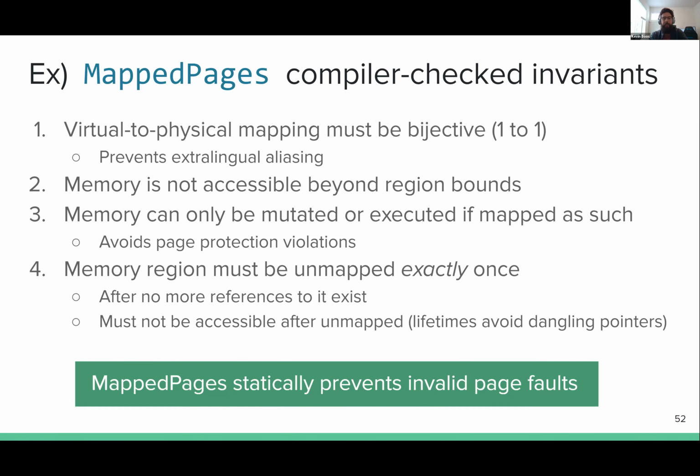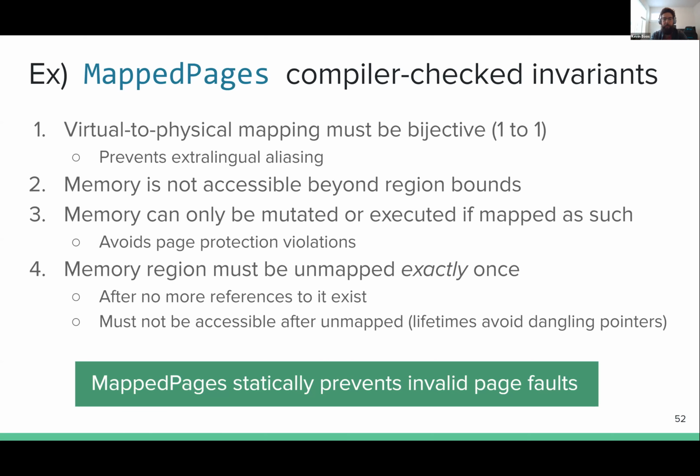One super quick example is a type called MappedPages, which I briefly introduced earlier. That's basically a memory region that is guaranteed to be mapped and legally accessible for as long as you hold on to that MappedPages object, right? So this guarantees, for example, to the language in a way that the language can check it for us, that there is a one-to-one virtual to physical mapping, meaning you can't have any aliasing beyond the language. You can't access that memory region beyond its bounds, right? So no buffer overflow. You can't mutate or execute that memory region, right? You can't treat it as writable or executable code unless it's mapped properly, right?